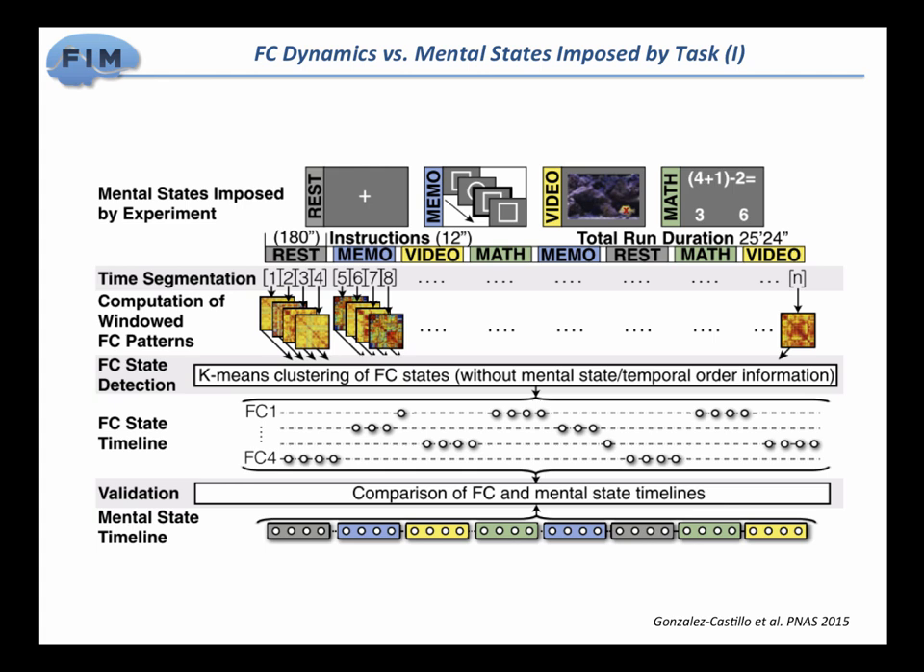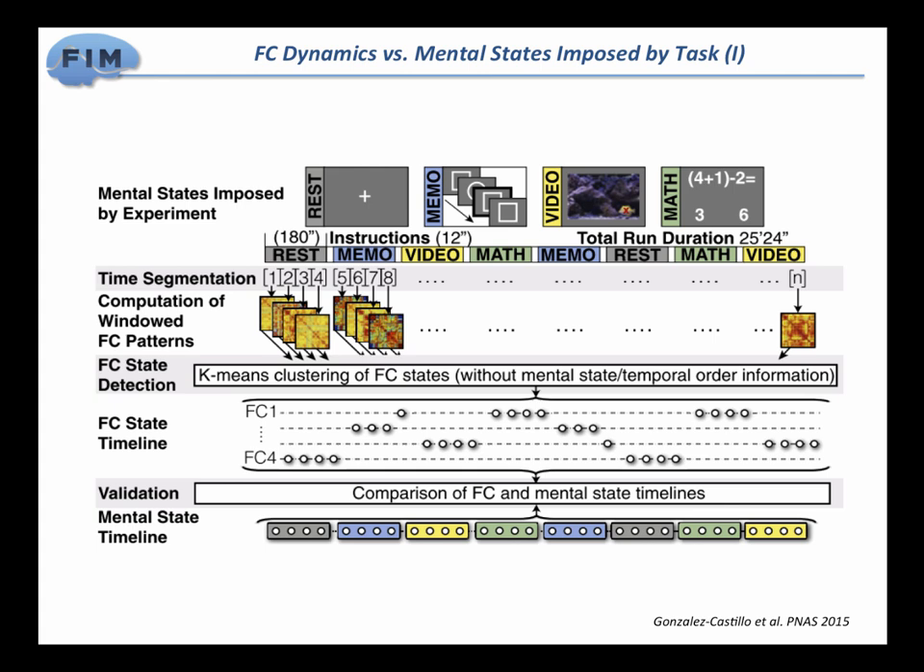So we decided to impose 4 mental states, one of them very unconstrained rest. Another one was a memory task. Another was a visual attention task in which they see a video of a fish tank, and from time to time there would be a crosshair and they have to press a button depending on the type of fish. And then another one is a math task. So we do this continuously for 25 minutes.